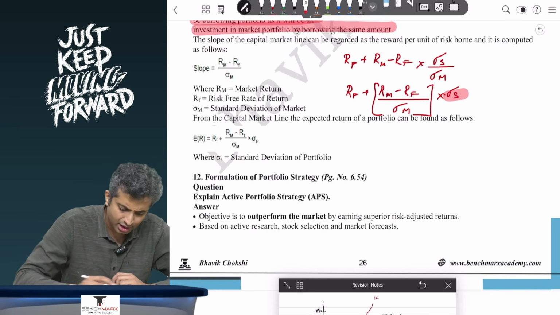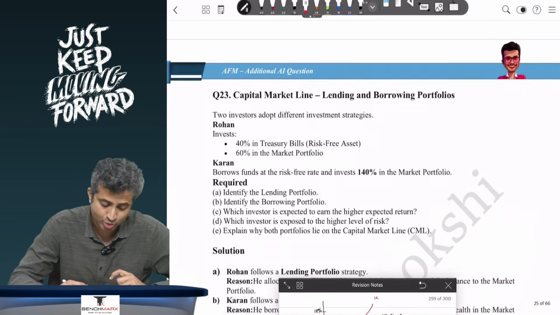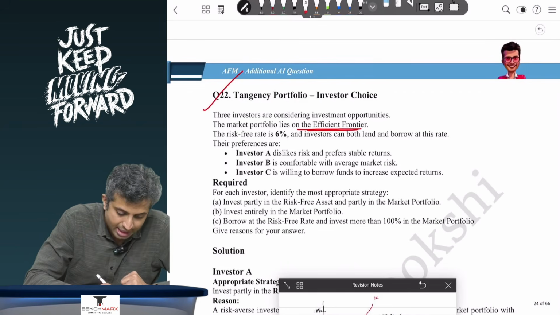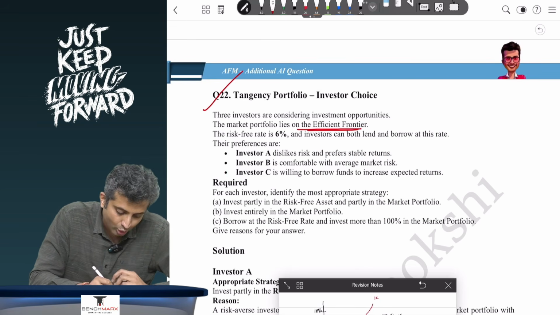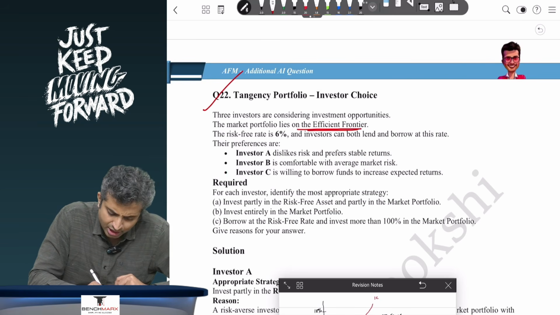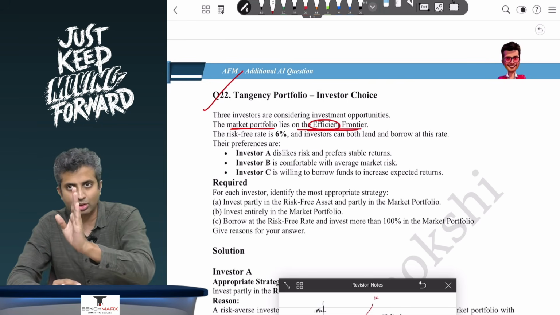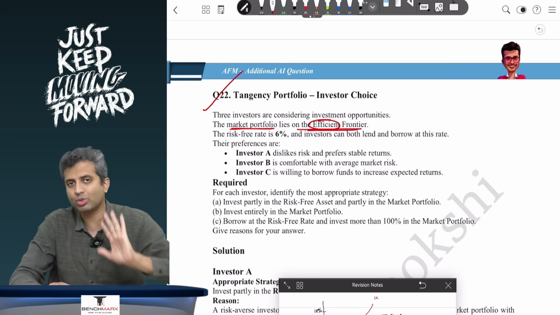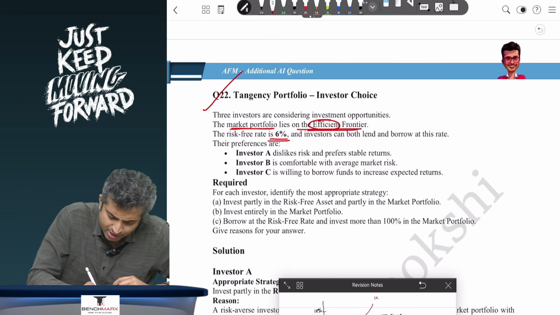So over here, if I apply that understanding and try question 22 as well as 23, let me see if I'm able to apply it if a question on these lines lands up. Three investors are considering investment opportunities. A market portfolio lies on the efficient frontier. So it is at a particular level of standard deviation, it is giving you an optimal return. The risk-free rate is 6% and the investors can both lend and borrow at this rate.